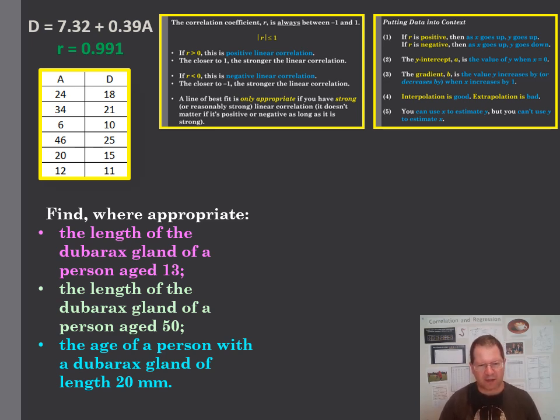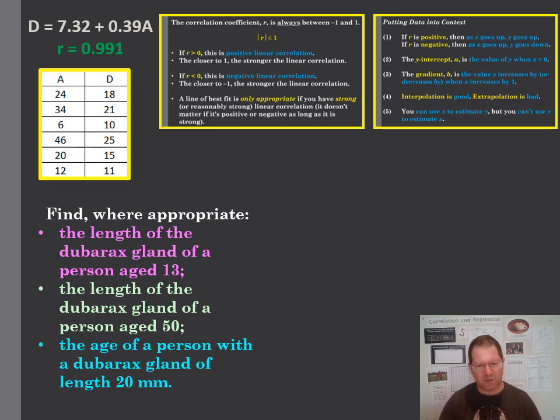Find, where appropriate, the length of the Dubrex gland of a person aged 13. So in this instance, we're only going to find things if they're appropriate to find out. So with this one, a person aged 13, if we look at our age data, the youngest person was 6, the oldest person was 46. So here we are interpolating because 13 is between 6 and 46, which means we can use our regression line equation appropriately. And as a result of that, when we substitute 13 in there, 7.32 plus 0.39 times 13 is 12.39 millimeters. So that would be our answer if we wanted to give it that accurately.